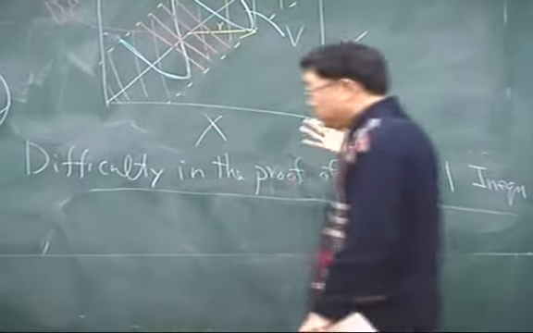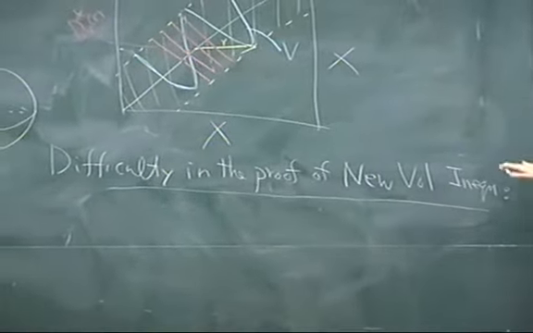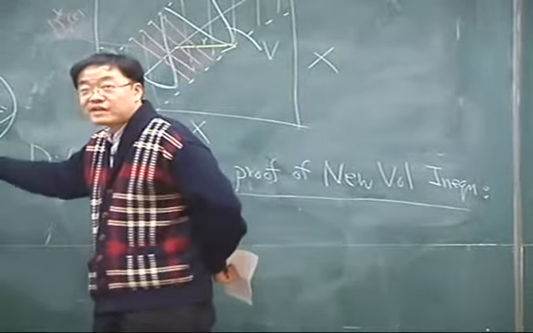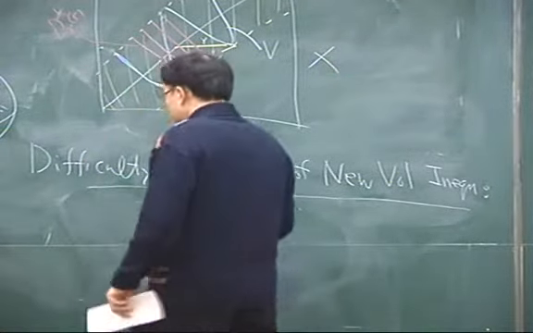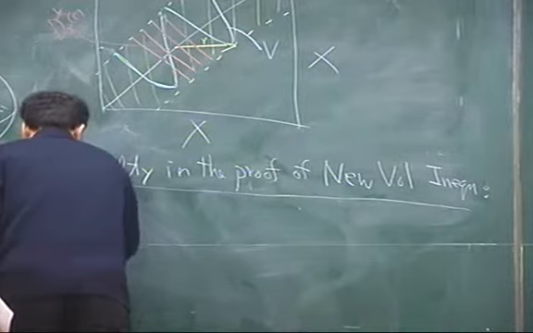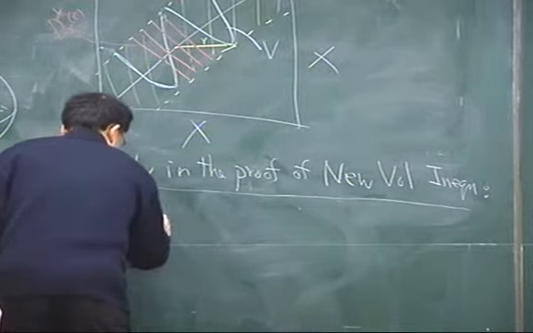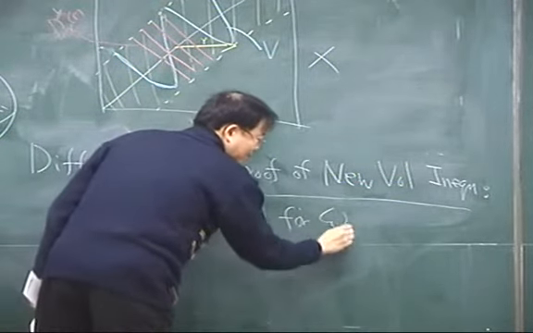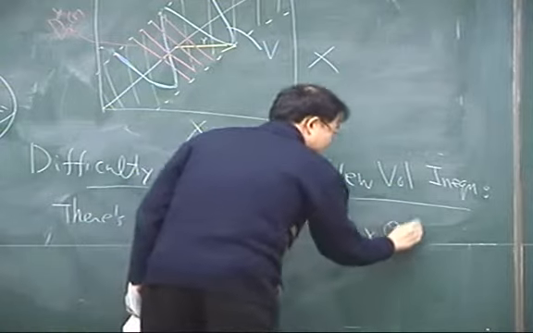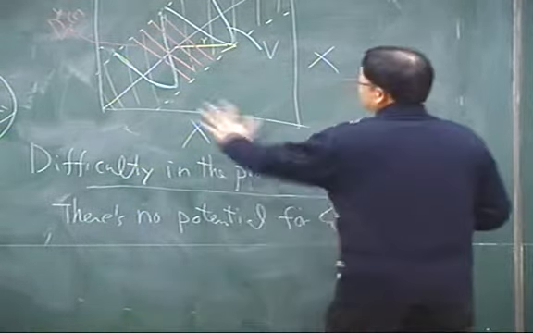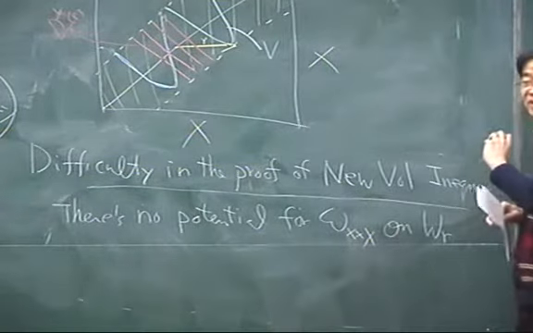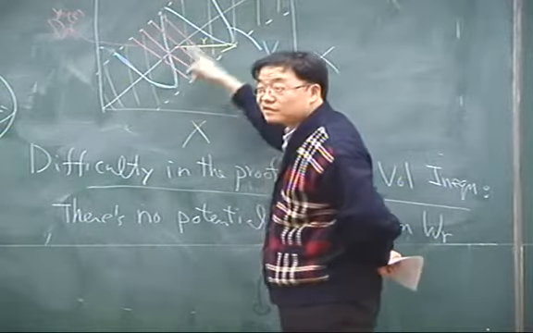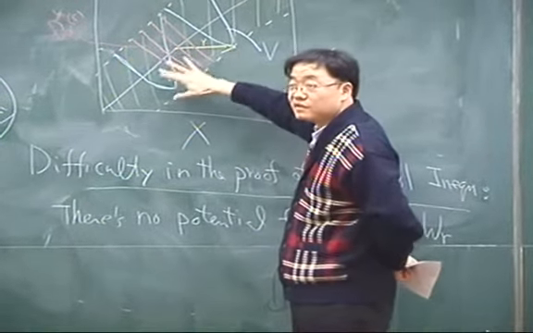Why did it take around 2 years to finish the proof? The reason is that this degeneration argument at the very first step fails. The fact is that there's no potential for our omega x cross x on WR. On this tubular neighborhood, you cannot find the potential function. And this is a general fact. When there's a positive dimensional subvariety, there does not exist potential function in that open set.